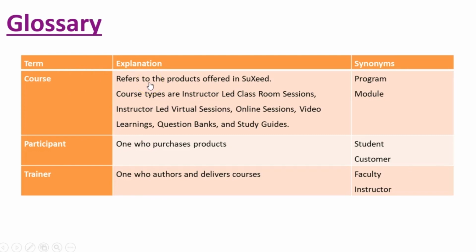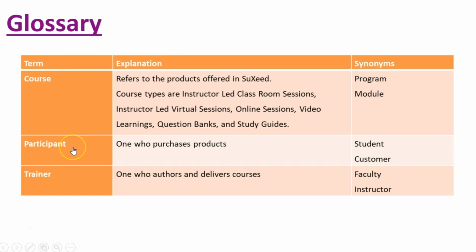So it could be a CBAP training, it could be CCBA, it could be ECBA, or anything like that. And the course types are, it could be instructor-led classroom sessions, we have virtual sessions, online sessions, video learnings, question banks, and study guides. So the synonyms used for course are program or module.